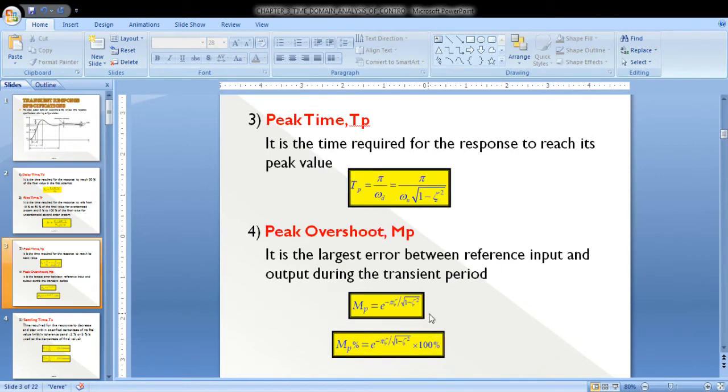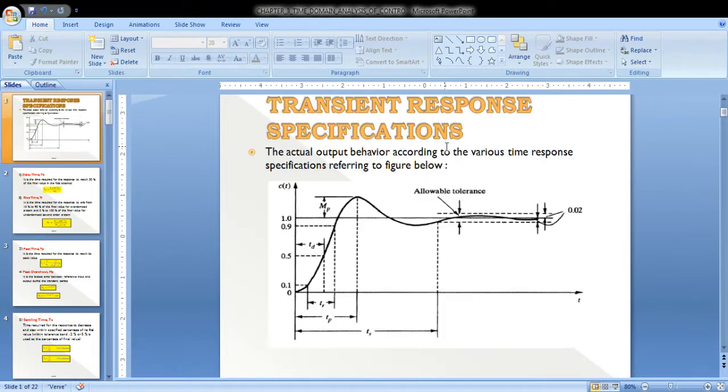The third parameter we are considering is the peak time. Based on its title, we can understand that peak time is nothing but the time required for the response to reach its peak value, the peak value of the total response. Let us understand this by using a diagram.